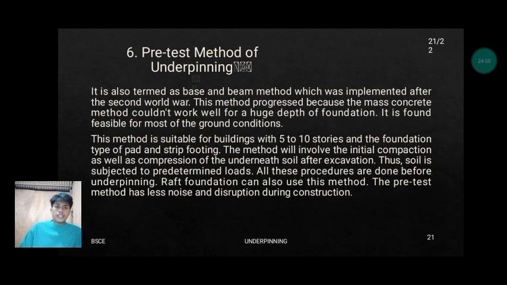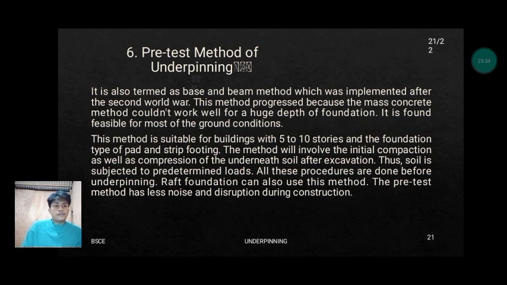And the last method is the pretest method of underpinning. It is also termed the base and beam method, which was implemented after the Second World War. This method progressed because the mass concrete method couldn't work well for a huge depth of foundation. It is feasible for most ground conditions. This method is suitable for buildings of 5 to 10 stories with a pad or strip footing foundation type. The method involves the initial compaction as well as the compression of the underneath soil after excavation.